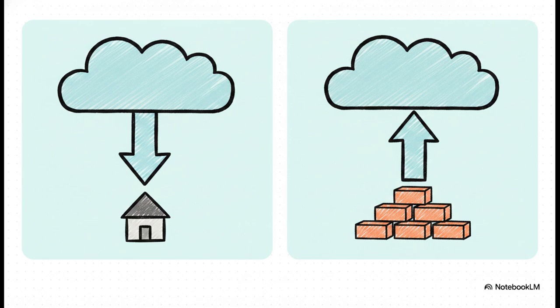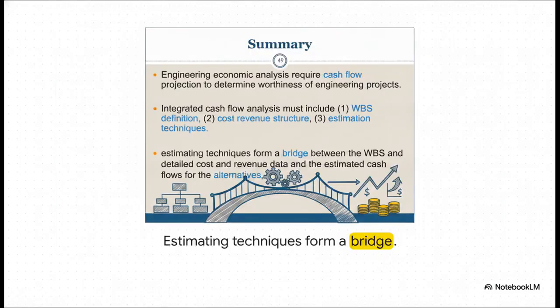Bottom-up estimating, on the flip side, is looking closely at the individual bricks. It breaks the project down into those small, detailed WBS units and estimates specific costs once the final product is clearly, rigidly defined. Now notice how estimating techniques literally act as a bridge here. They seamlessly connect the categorized, theoretical structure of the WBS on one side directly to the detailed cost and revenue data on the other. It's the absolutely crucial link between conceptual planning and hard, finalized financial projections.